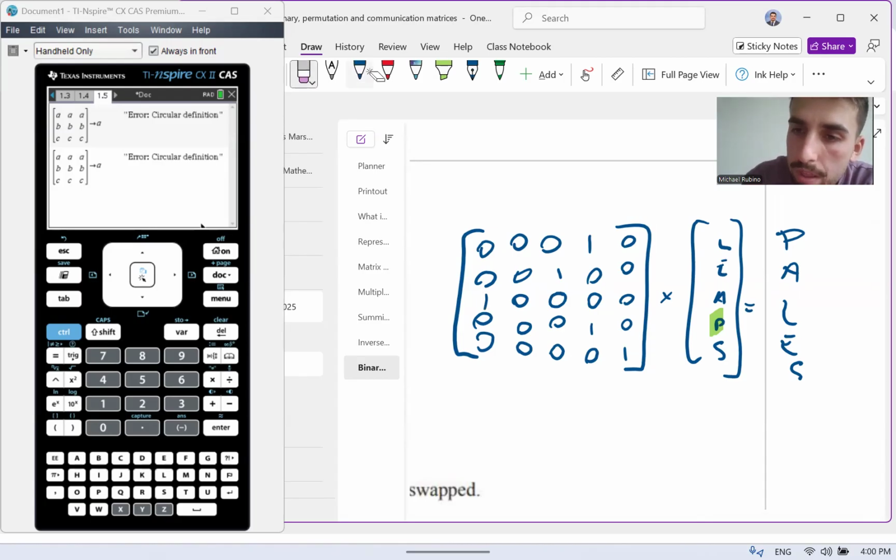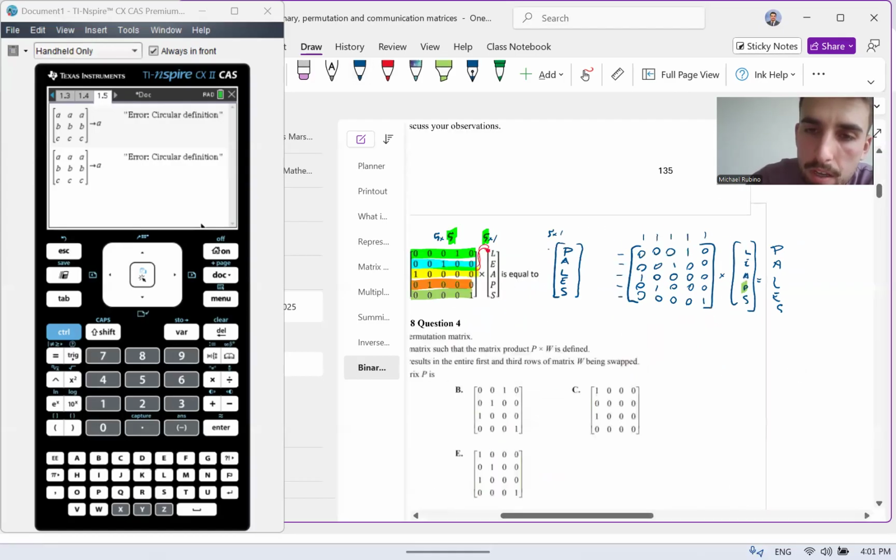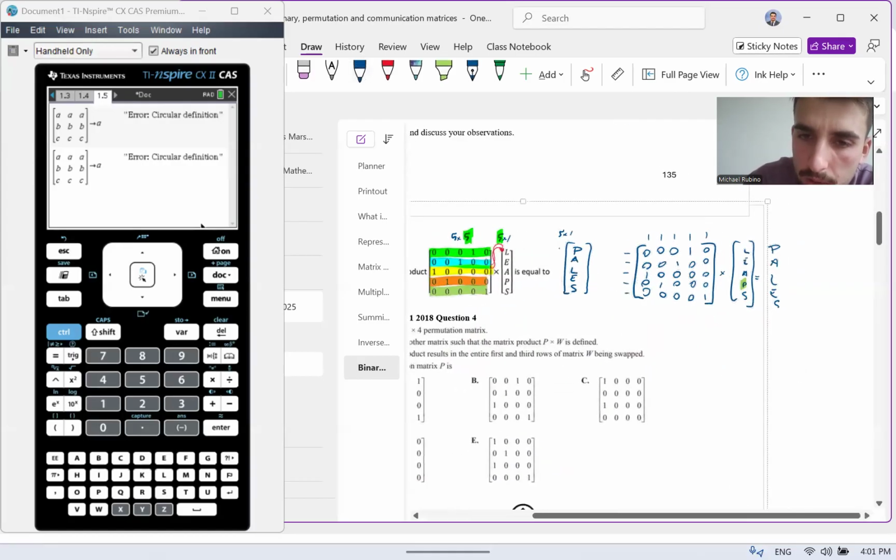We then want an E. E is in the second position. And then we would have an S. S is in the fifth position. Now, there's only one 1 per row and one per column. This is a permutation matrix. What we've done here is make what the example was, but we've looked at why that is the case.